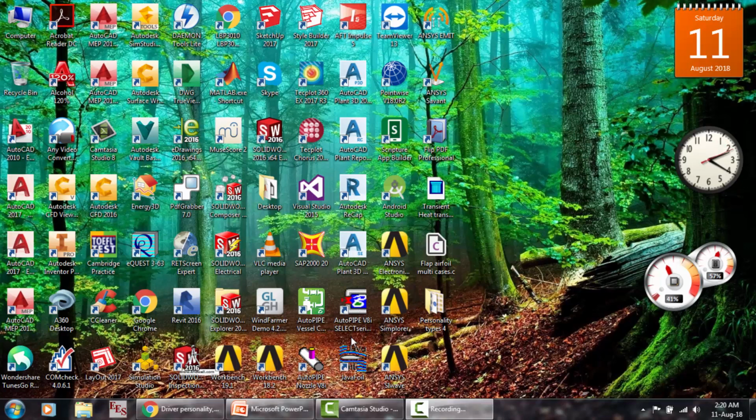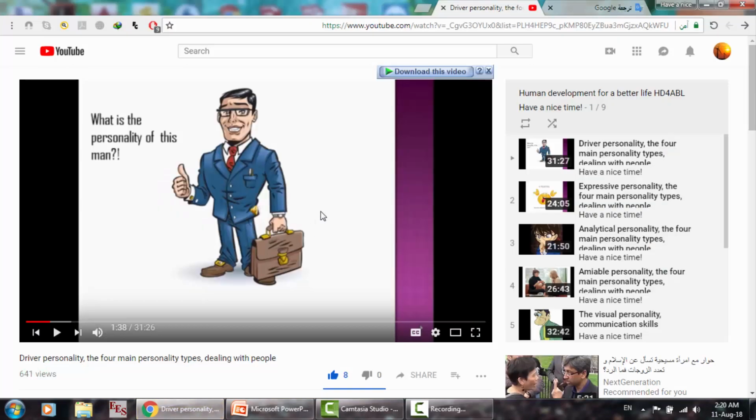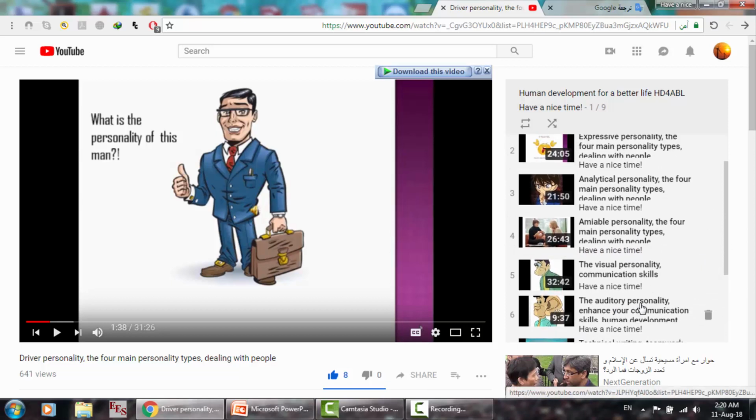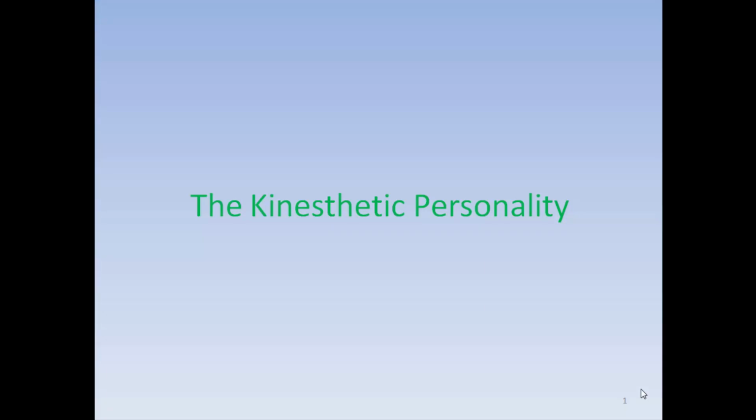or the feeler. By the way, we have here in the playlist the four personalities: the driver, expressive, analytical or thinker, and the amiable. And then we have the visual personality and the auditory personality. Okay, so here the kinesthetic personality.